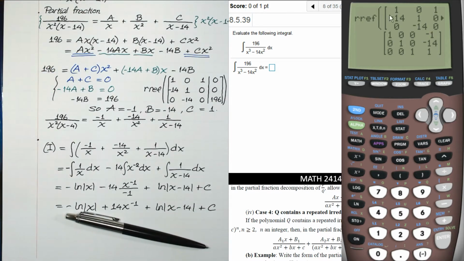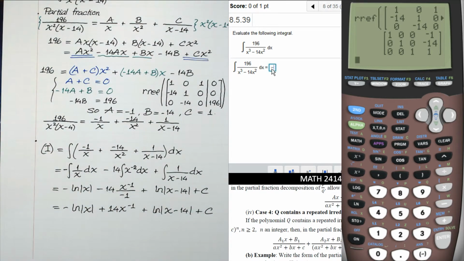Let's see. Right. Negative ln absolute value of x plus 14x to -1 plus ln of x -14. Let's see. Right. That's correct.